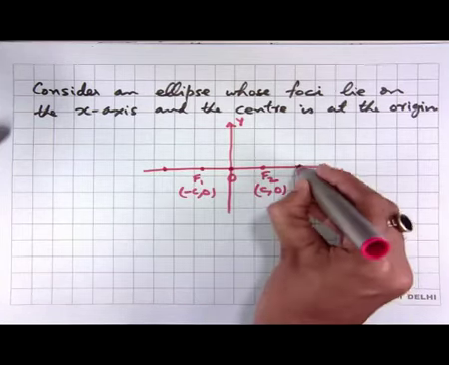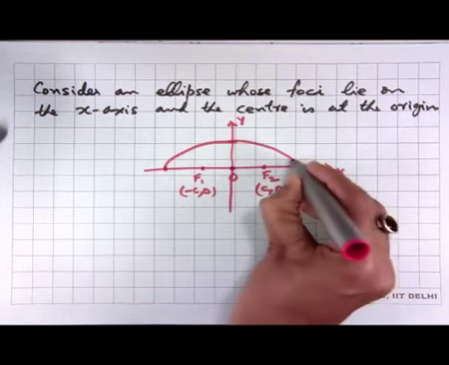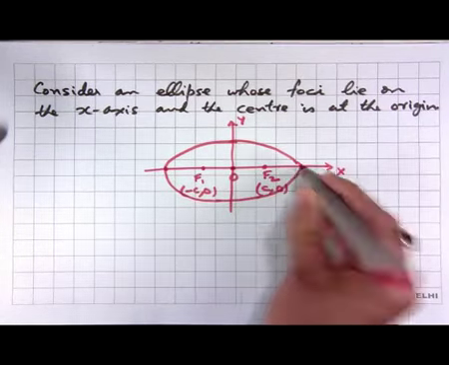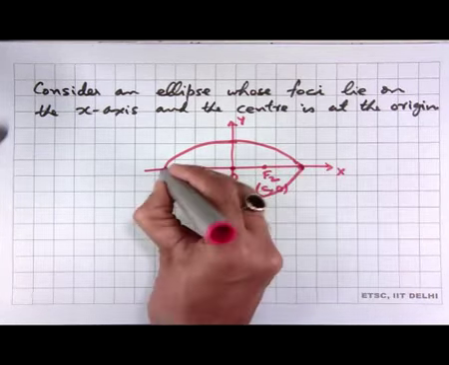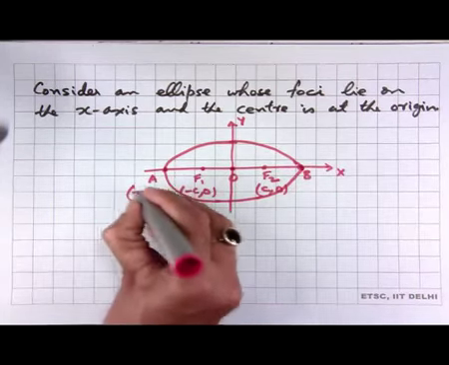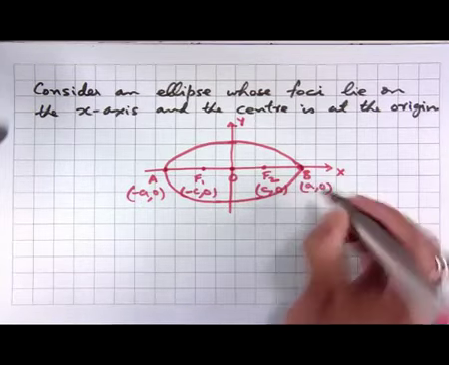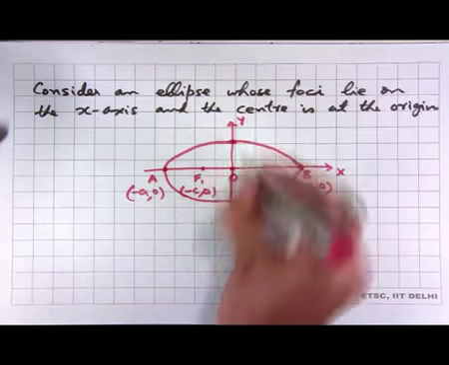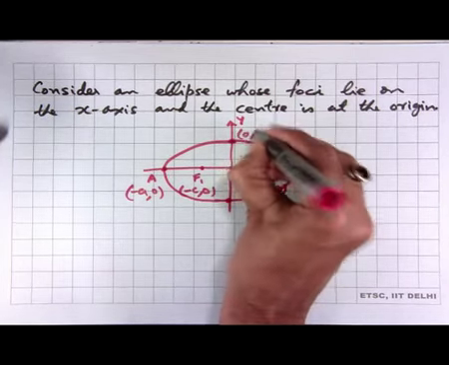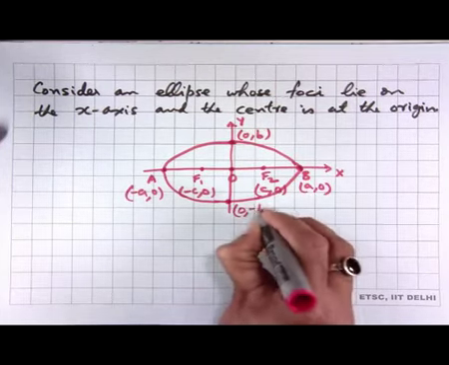So, say the vertices A, B, these have coordinates (-a, 0) and (a, 0), and let us say the minor axis we have, this is (0, b) and (0, -b).